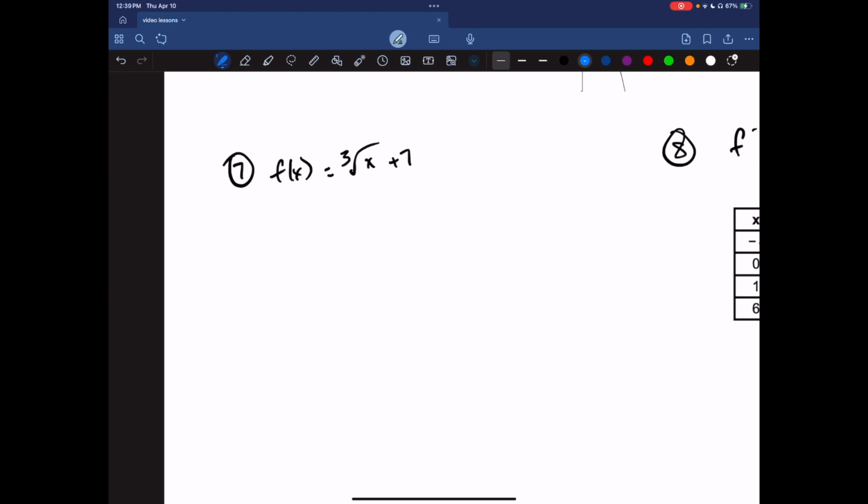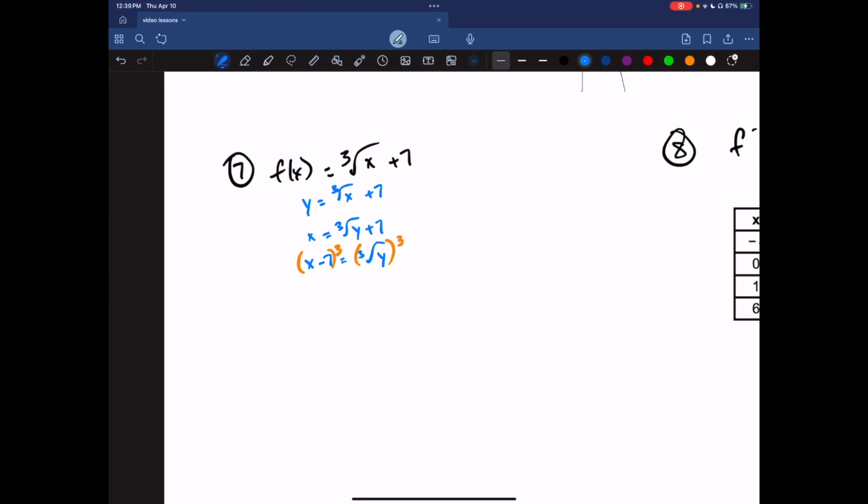Okay, so I'm going to go through the process. It's going to be f of x, y equals cube root of x plus 7. All right, I'm going to switch places. x equals cube root of y plus 7. Subtract the 7. x minus 7 equals the cube root of y. All right, cube both sides, because that's how you get rid of the cube.